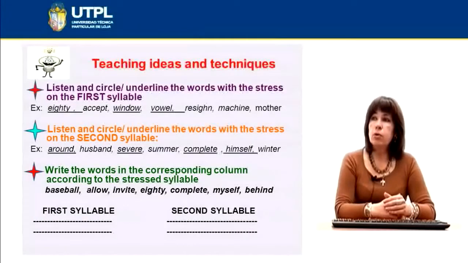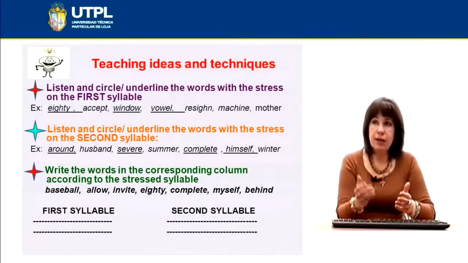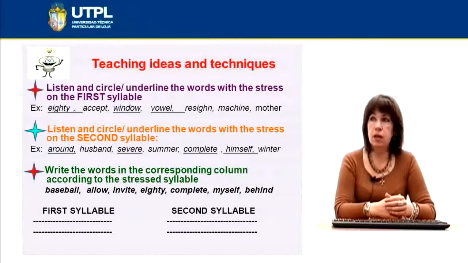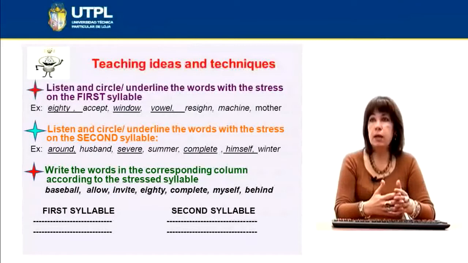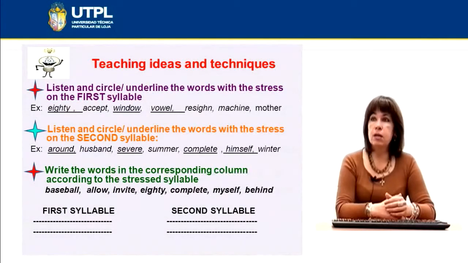Well, some more techniques. You may ask your students to listen and circle or underline words with a stress on the first syllable, for example. You may present a list of words without underlining. Here I just did it for you. I already underlined words that have the first syllable under stress. Well, but you may just simply present a list of words and ask your students to identify when they listen, meanwhile they are listening, so they identify and underline or circle words with the first syllable under stress.